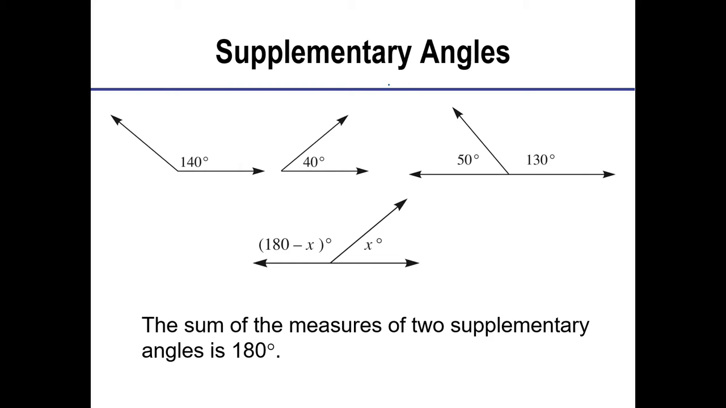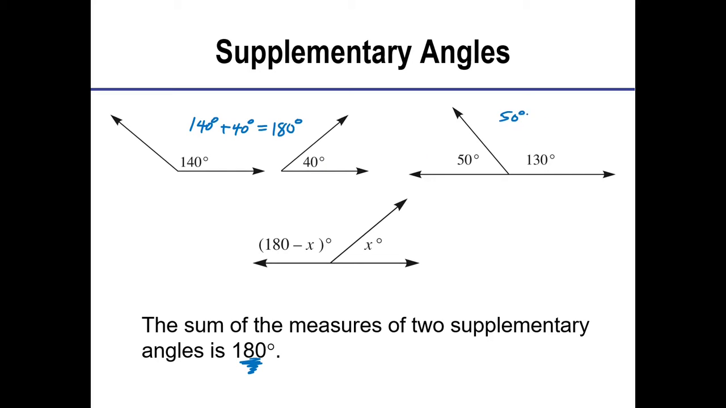Supplementary angles are angles whose sum adds up to 180 degrees. So if I take 140 degrees and add that with 40 degrees, I get 180 degrees, which means the angles are supplementary angles. They add up to 180 degrees.